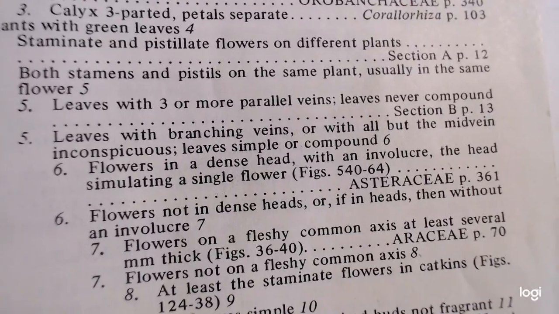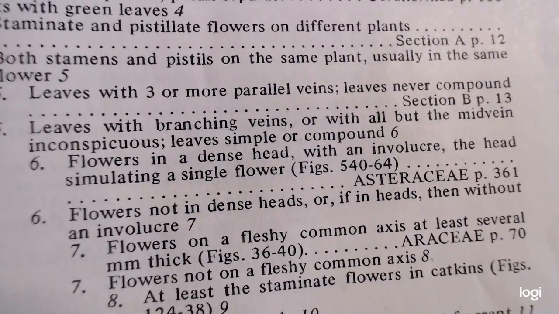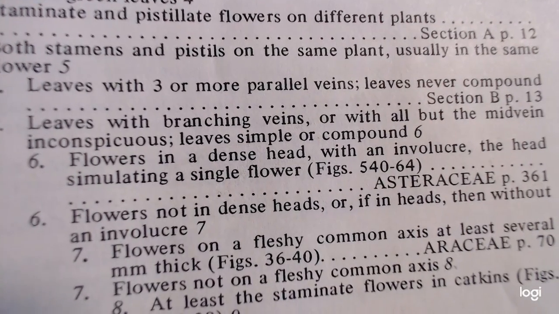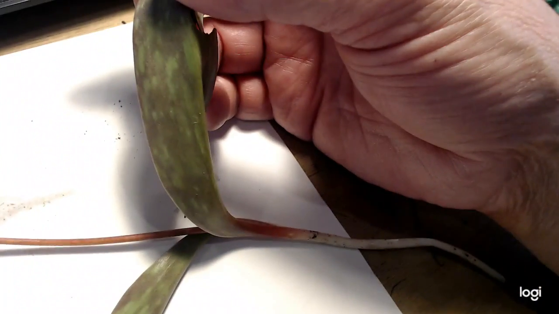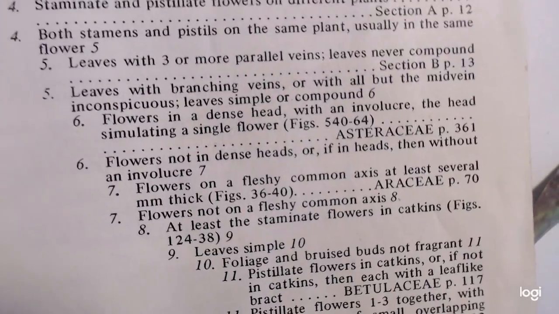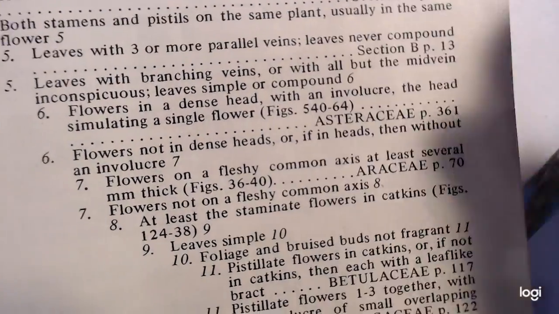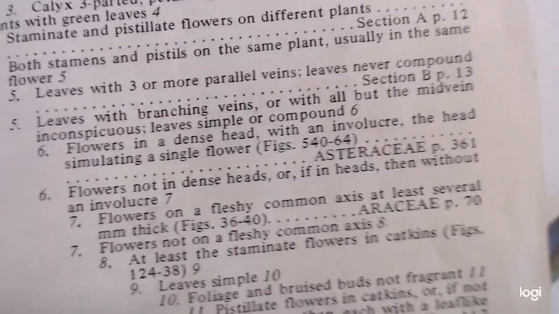So you go to leaves with 3 or more parallel veins, leaves never compound, or leaves with branching veins, or with all but the main vein inconspicuous, leaves simple or compound. Well, we can see here that this is actually parallel venation. If you look really close, you can see it's parallel venation. So it's this characteristic here: leaves with 3 or more parallel veins, leaves never compound. So you go to section B, page 13.